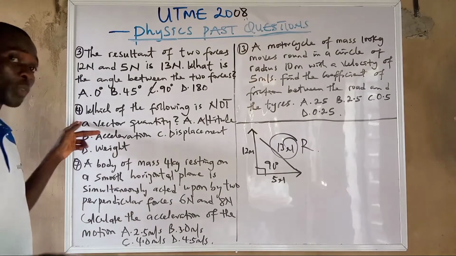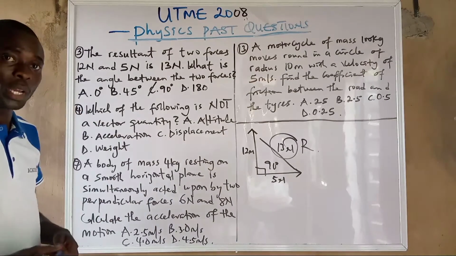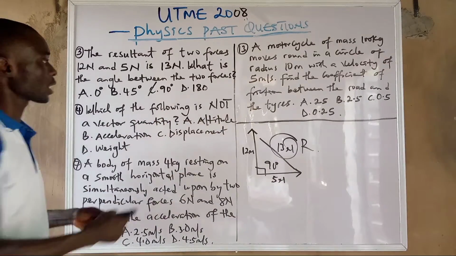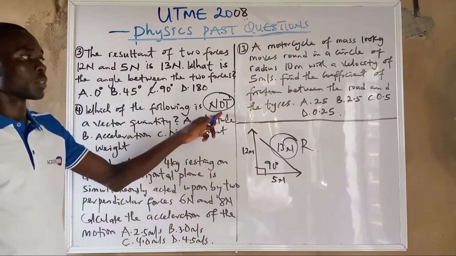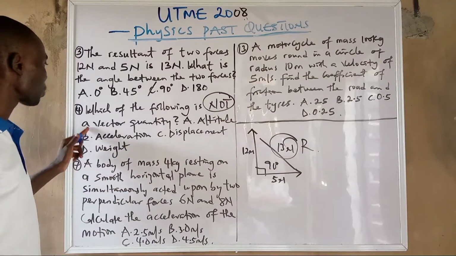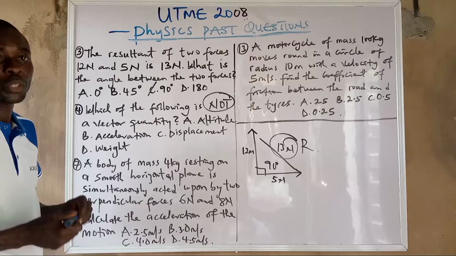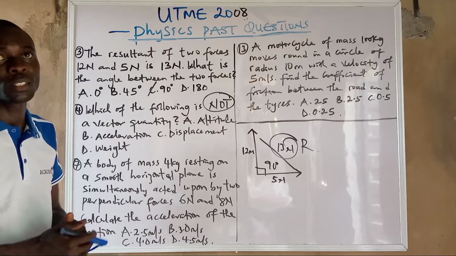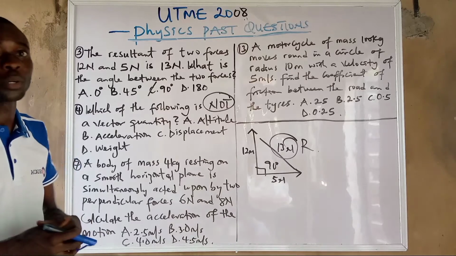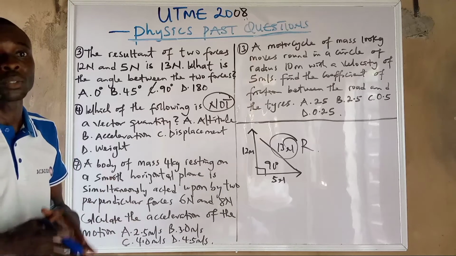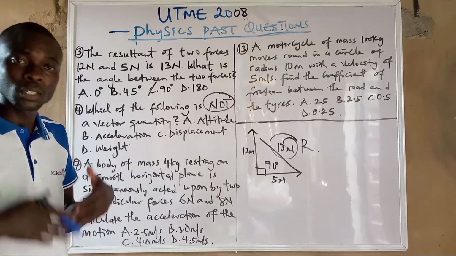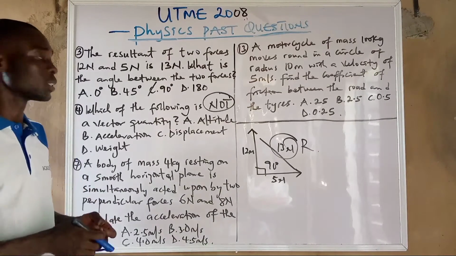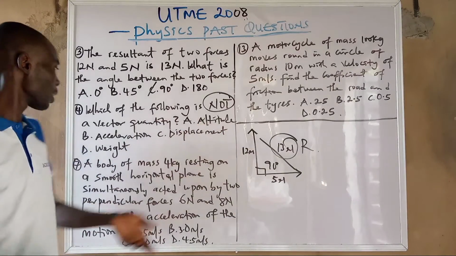Let's go for number 4 of that year. It's still under mechanics. We are told, which of the following is not, take note of the word not, a vector quantity. Vector quantities have both magnitude and direction, and that is what differentiates them from scalar quantities. Scalar quantities only have magnitude, no direction. The meaning of magnitude is the size of a quantity. Now, which of them will have both magnitude and direction?